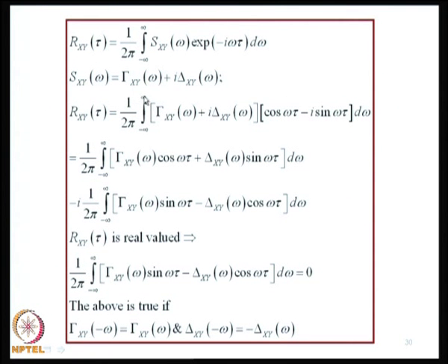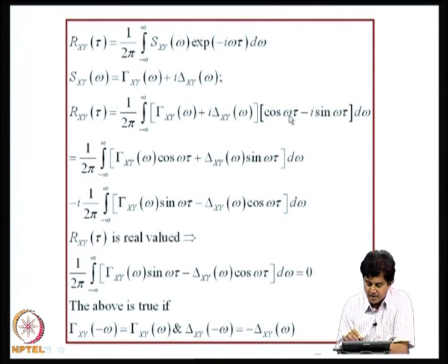Okay, let us examine this cross covariance and cross power spectral density function in slightly greater detail. So, Sxy of omega is gamma xy of omega plus i delta xy of omega. Now, substitute this into the definition of Rxy of tau and I get this gamma plus i delta, and for e raised to minus i omega t I will write it as cos omega t minus i sin omega t. I can separate real and imaginary parts.